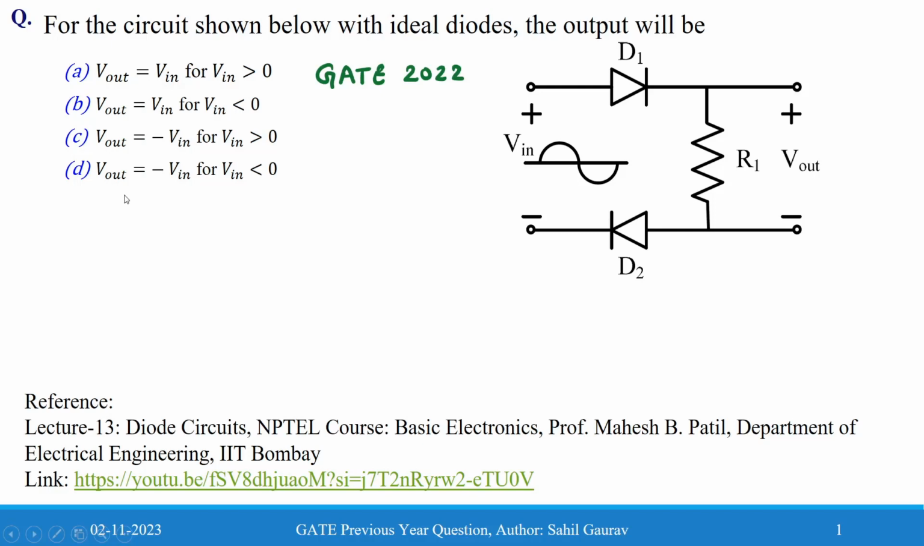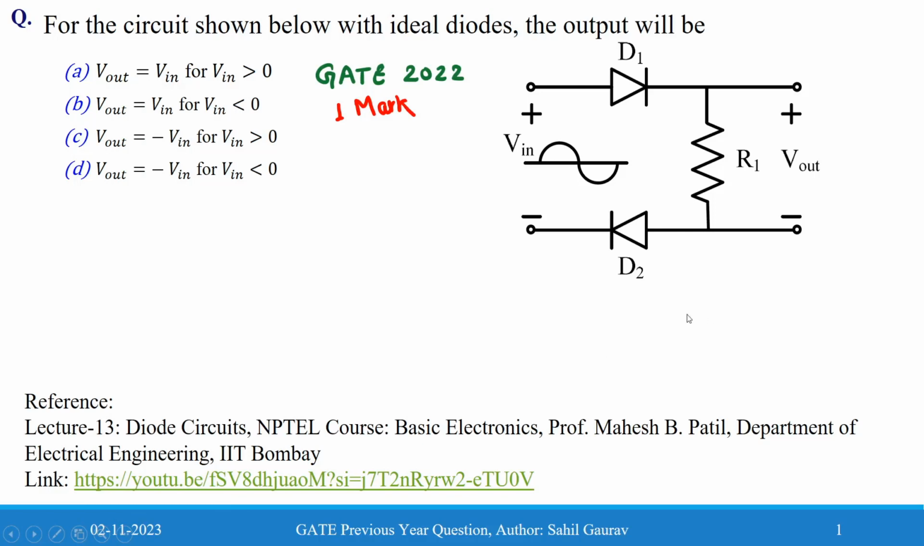Hello everyone. This problem has been asked in GATE 2022 and it is of 1 mark. This problem is of 1 mark. And this problem is from the basic electronics part. The question is that for the given circuit shown below with ideal diodes, the output will be.